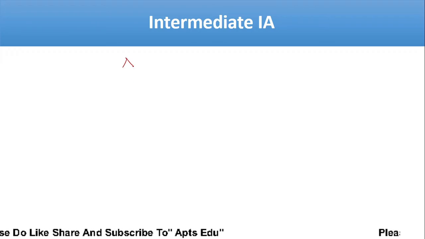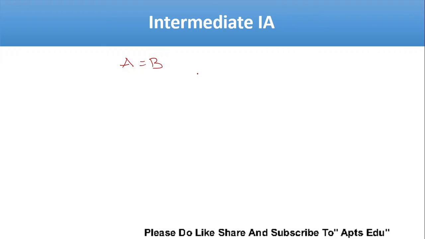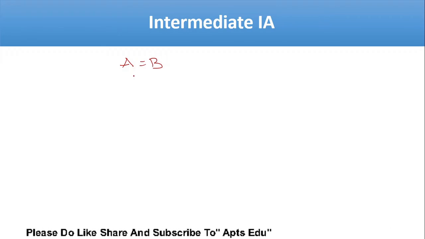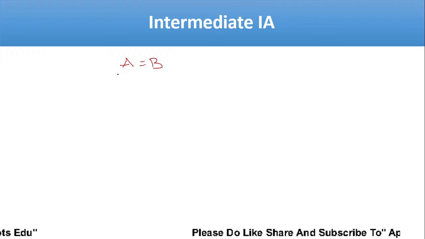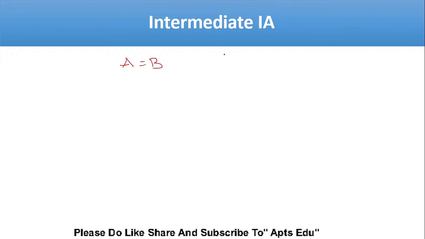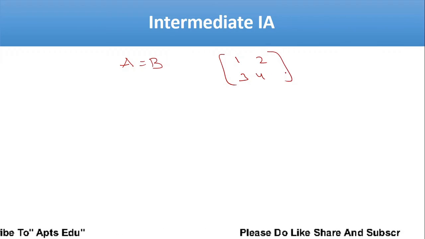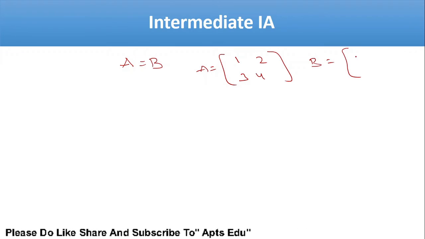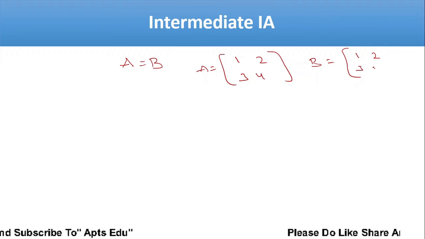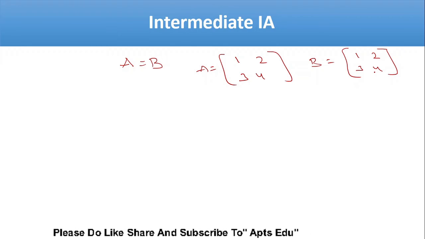If they say A equal to B, in that case, all the elements in A are equal to their corresponding elements in B. For example, we can say A equal to B only if A is 1, 2, 3, 4, and B should also be the same, 1, 2, 3, 4. Clear? Now we'll solve one question.